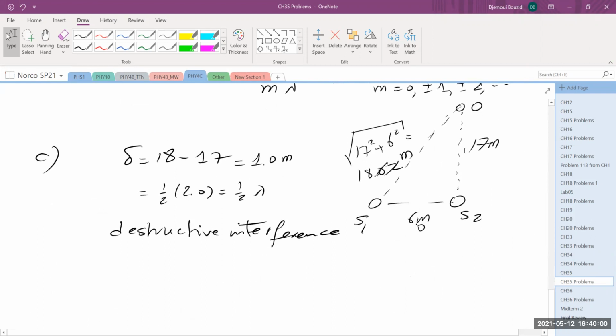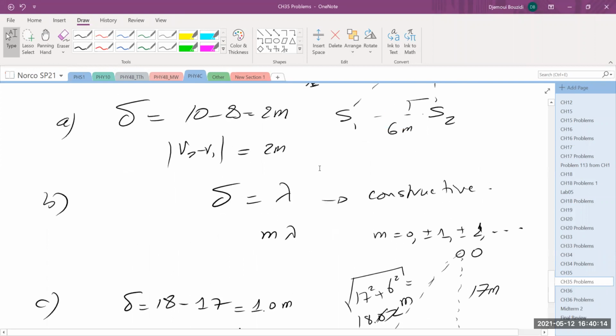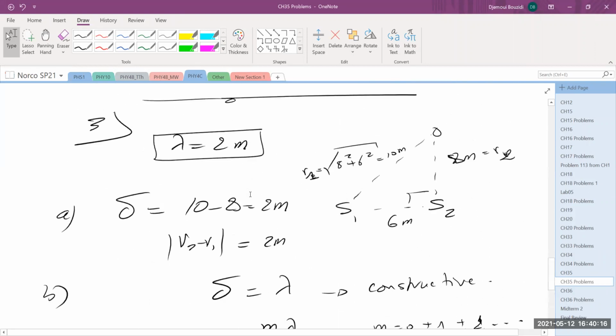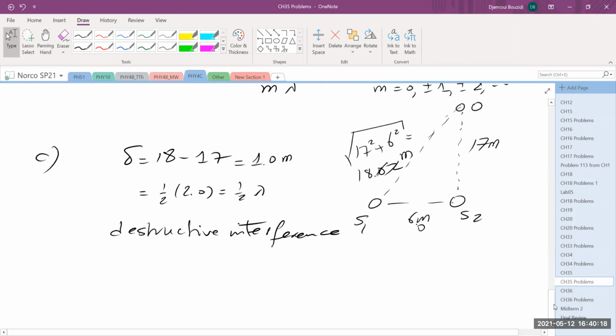When she moved back 17 meters, now at that point, one source sends a signal, the other one sends a signal. One of them travels 18 meters to reach her, and the other one travels 17 meters to reach her. The difference in path is exactly 1 meter, which is half wavelength. If it's half wavelength, then in this case it's destructive.